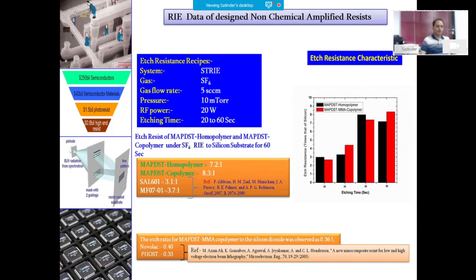Another parameter that is more important is the etch resistance, because ultimately this is going to be transferred to your silicon. Here you can see that we have this etch resistance measurement, and we found that our MAPDST homopolymer system, for which I showed a couple of results, including UV results, is 7.2:1. The copolymer is 8.3:1, which gives good sensitivity. Whereas the commercially available resists are basically 3.1:1 and 3.7:1. So it is clearly visible that this formulation is worth pursuing for next generation transistor fabrication.